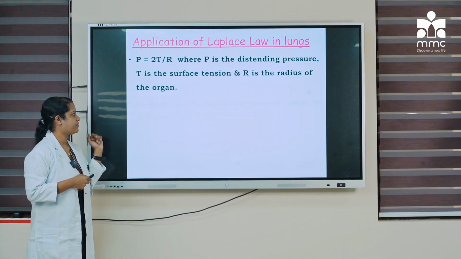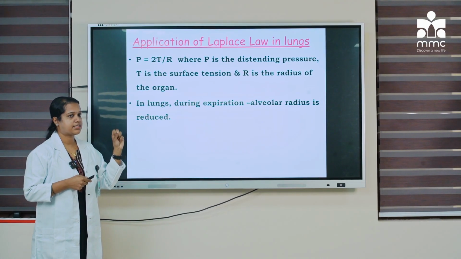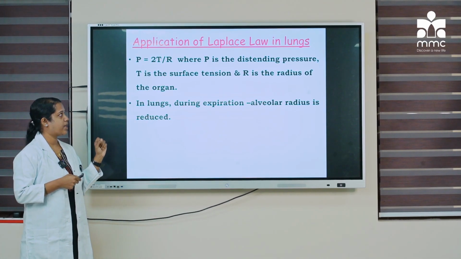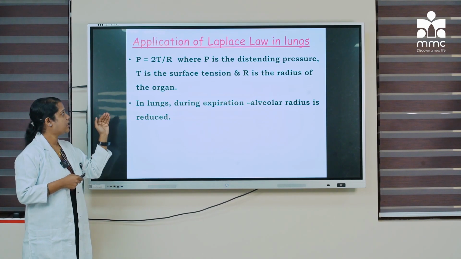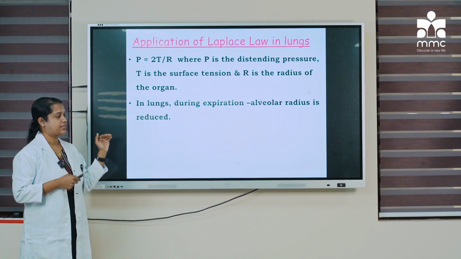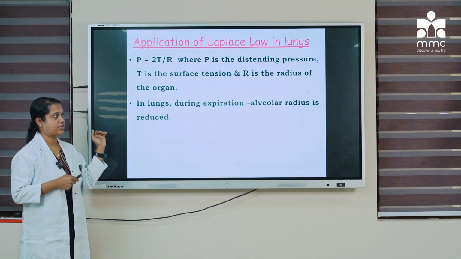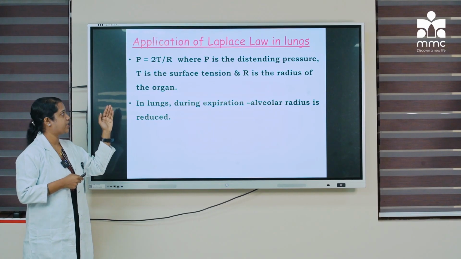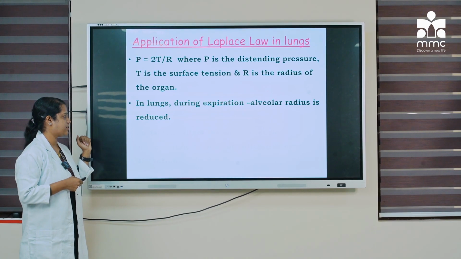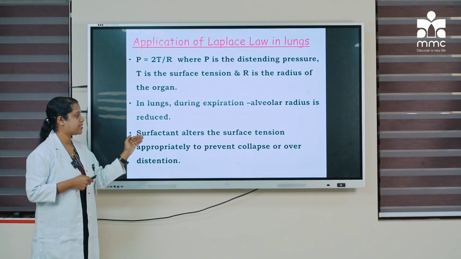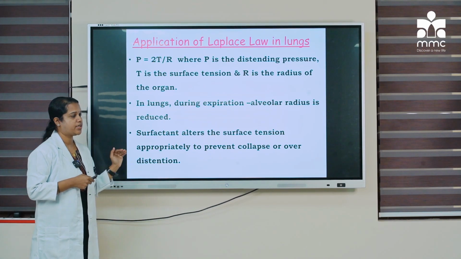Now in case of the lungs, during expiration, the alveolar radius has a tendency to decrease. So according to Laplace law, when the denominator is decreasing, the numerator should also decrease so that the distending pressure P is not affected. So this surface tension, that is the tension in the numerator, is mainly reduced by the surfactant. So surfactant will alter the surface tension appropriately to prevent the collapse or over distension.